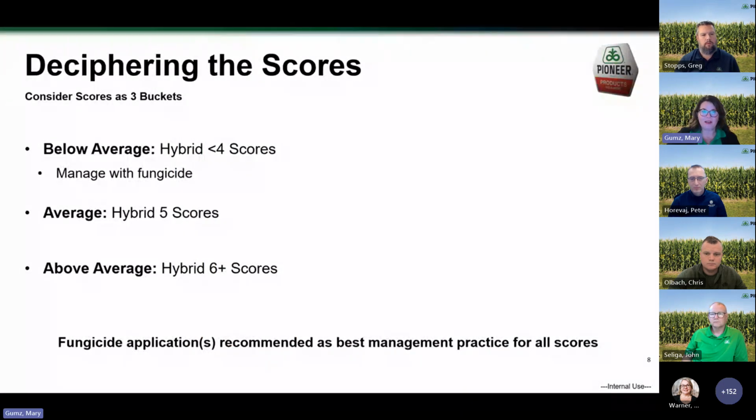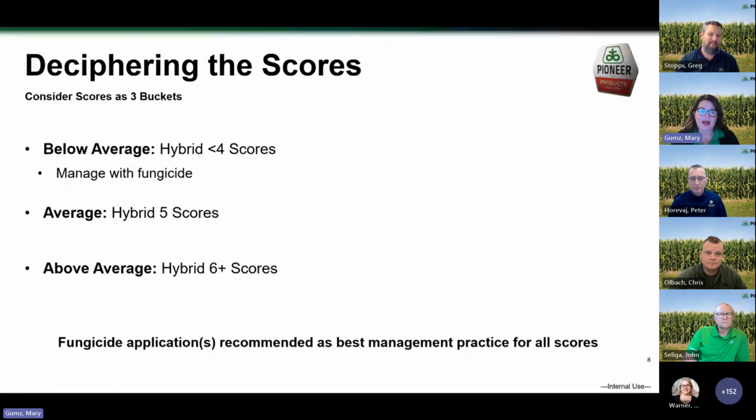So we've been scoring our hybrids on a 1 to 9 scale, but there's really 3 buckets that you need to think about. First off, you're never going to see something that's rated from 1 to 3. Those products never see a Pioneer bag. They don't make the cut. So we can go around and we can say all of our children are above average. But we do have some that are hybrids of a 4.